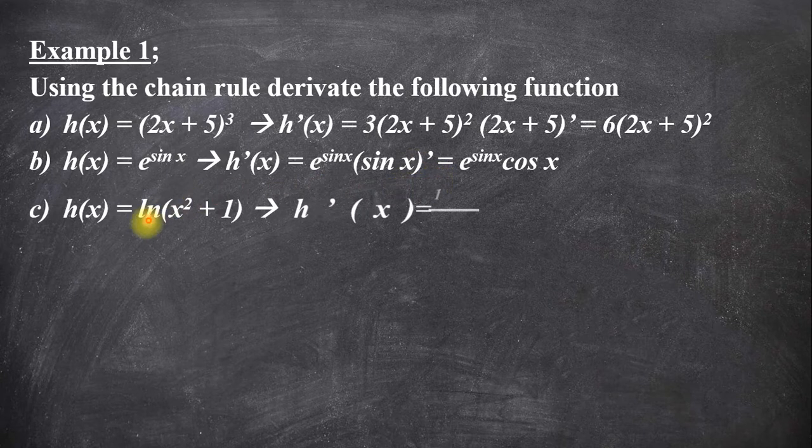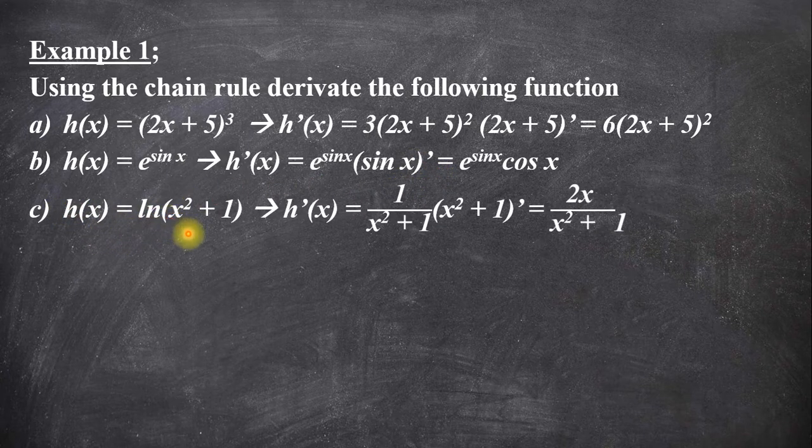And another example, h of x which equals ln of (x square plus 1). How to derive this value? h prime of x equals the ln function, or natural logarithm. When derived, it is 1 over the given value. We said ln x gives 1 over x.